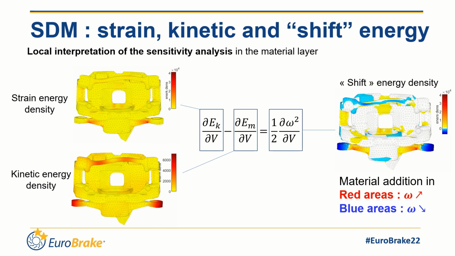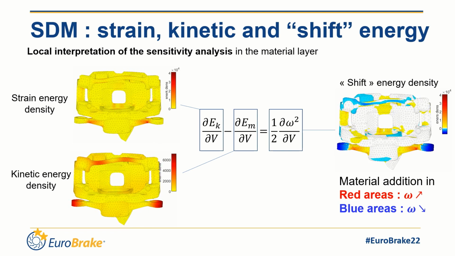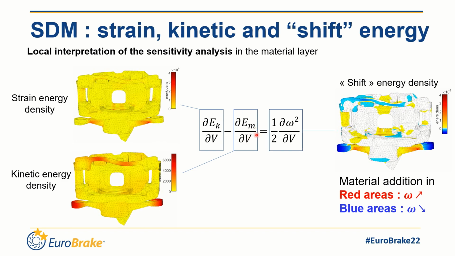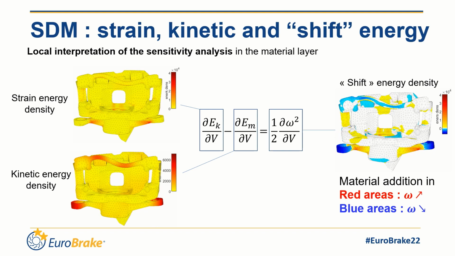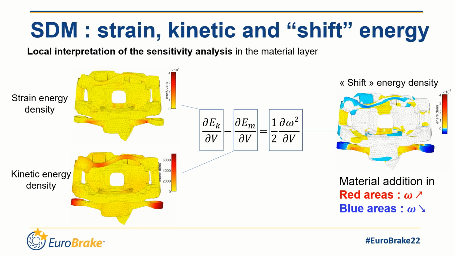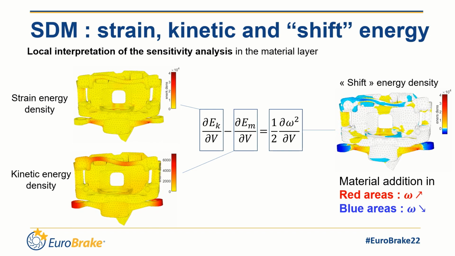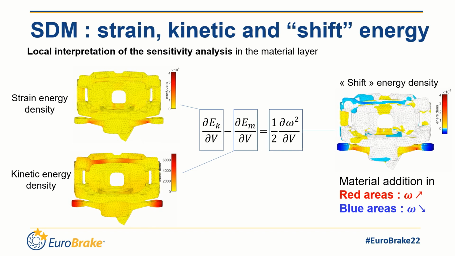Now that the motion in the whole thickness layer is known, we can compute the strain and kinetic energy density. And using the sensitivity analysis explained before, we know that the difference between the two energies is directly related to the modal frequency shift. And this is why we have called this map the shift energy density map. So this map tells us that in red areas, where the strain energy is higher than the kinetic energy, adding material will increase the modal frequency. And of course, it is the opposite in blue areas, where adding material will decrease the modal frequency.